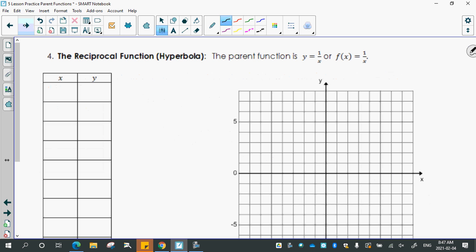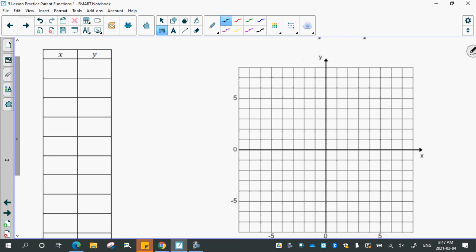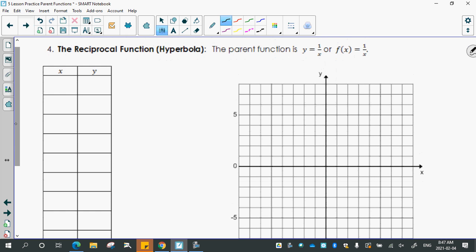Okay, our next new function is called the reciprocal function. And like the quadratic function is called a parabola, the reciprocal function is called a hyperbola. Okay, for interest's sake. So the parent function is y equals 1 over x, or f of x equals 1 over x. And again, I left the x column blank because I'm going to pick certain values. So I'm going to pick them from negative to positive. So we're going to start off with -5.